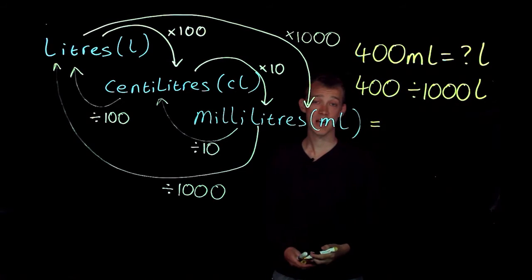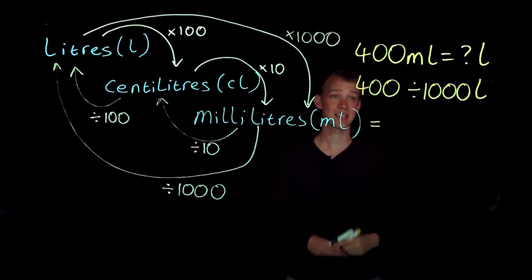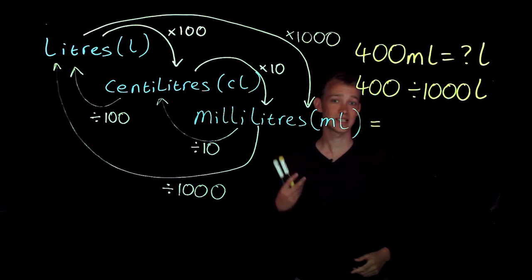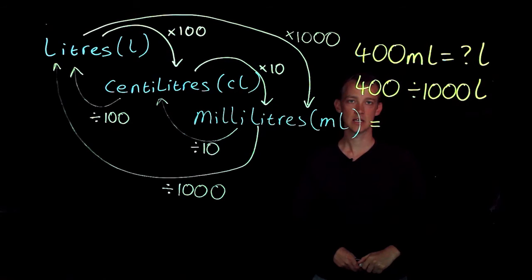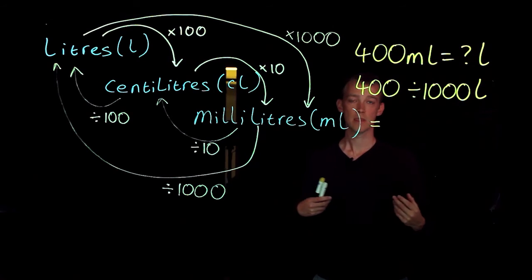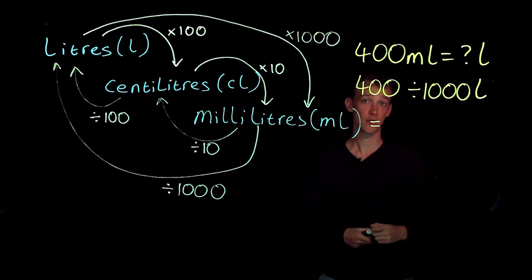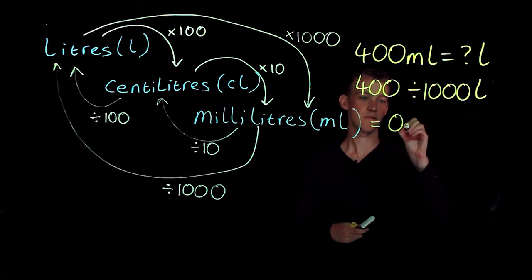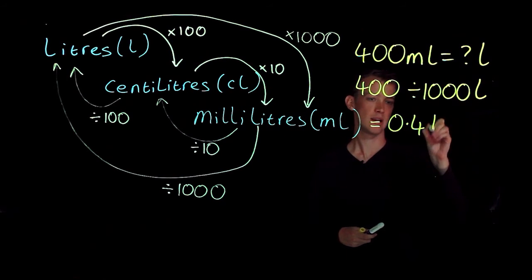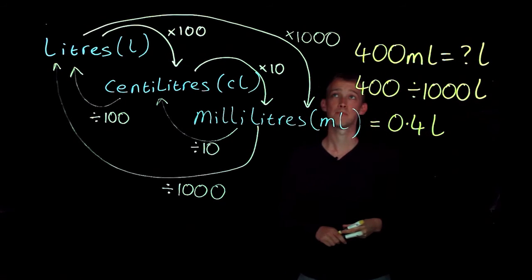Okay, well, dividing by 1,000 is the same as dividing by 10, dividing by 10, and dividing by 10 again. So if I divide by 10, I get 40. If I divide by 10 again, I get 4. And if I divide by 10 again, I get 0.4. 0.4 litres is the answer for that one.